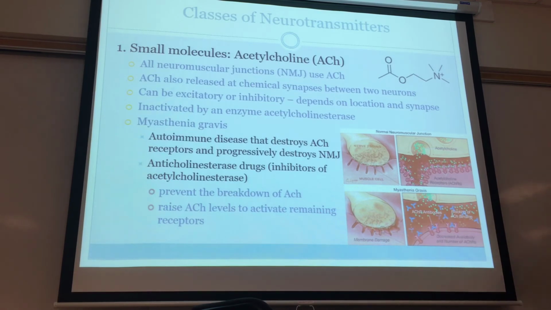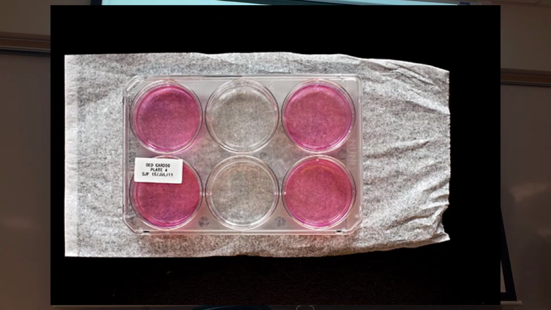Taking a look at acetylcholine, you'll see that acetylcholine is just an amino acid. You'll see the structure on there. What's interesting about acetylcholine is they first studied it way back when. It was back in 1915 when they first studied neurotransmitters, and they worked with cardiac muscle cells.